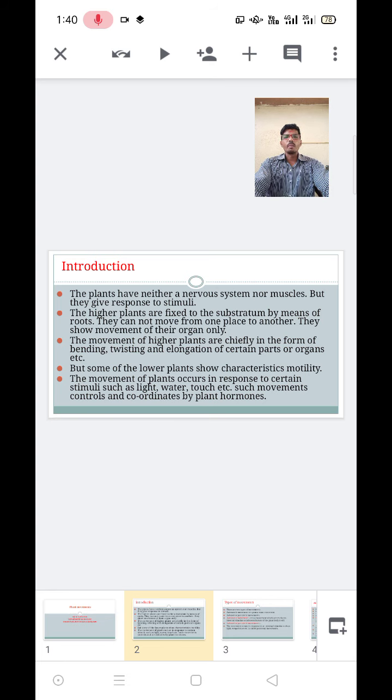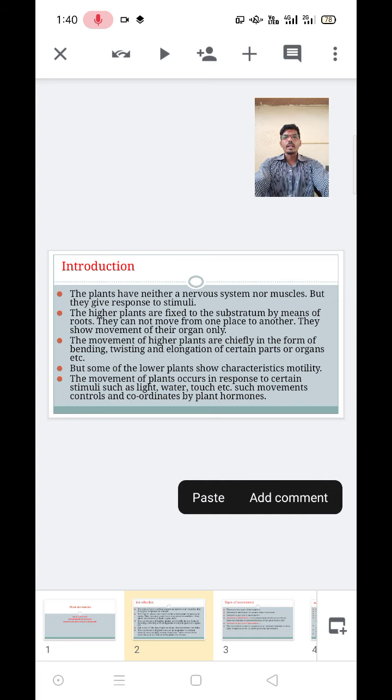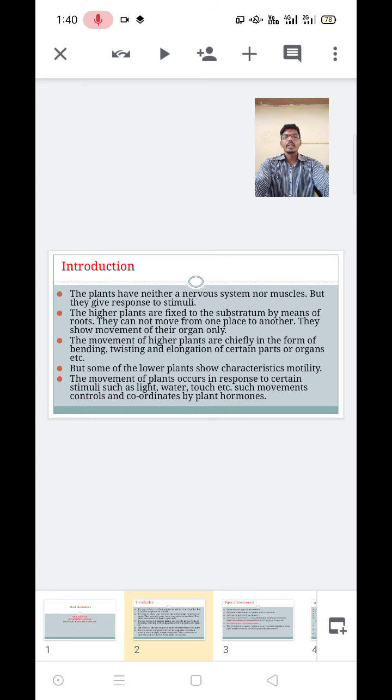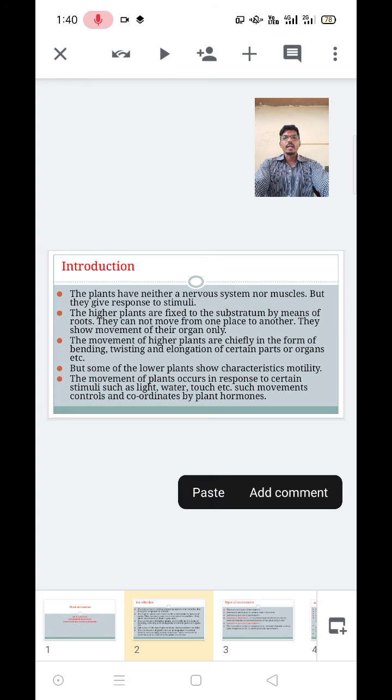Next point, the movements of the higher plants are chiefly in the form of bendings, twisting and elongation of certain parts or organs. That means the plants do not move but they bend towards their necessary sides. They twist around another plant body, and certain parts of the plant body elongate, just like the example of banyan trees. Their stem grows towards the soil for the absorption of nutrition and supporting the plant body. But some of the lower plants show the characteristic of motility.